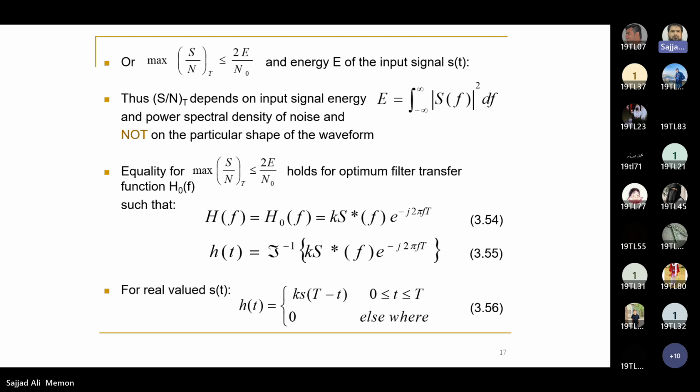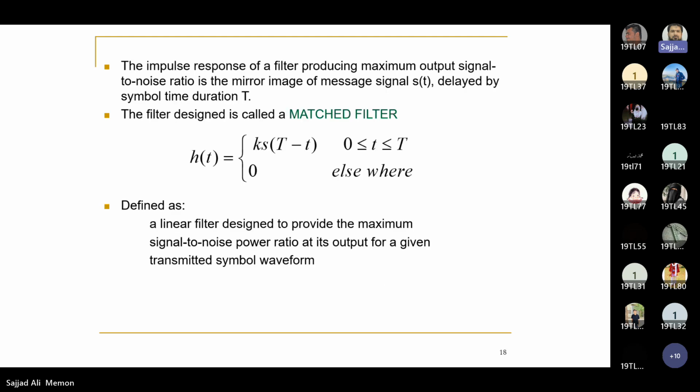That is your 3.56, because the Schwarz inequality says that H(f) and S naught(f) should be the complex conjugate. So if you apply this and use the inverse Fourier transform, you will get this h(t) equal to k s(T minus t). So this should be the transfer function of the channel if it is a matched filter. The impulse response of a filter. This is the impulse response of the matched filter, not the channel.